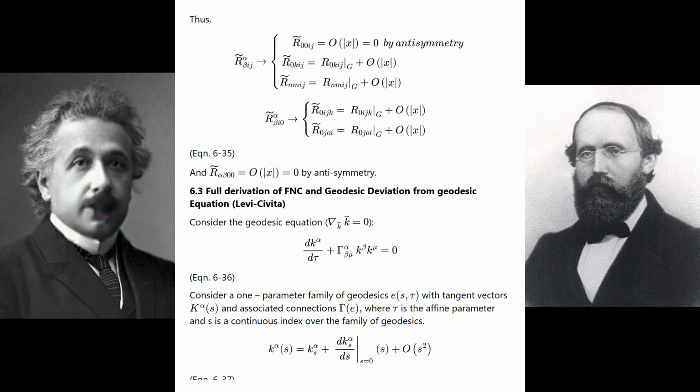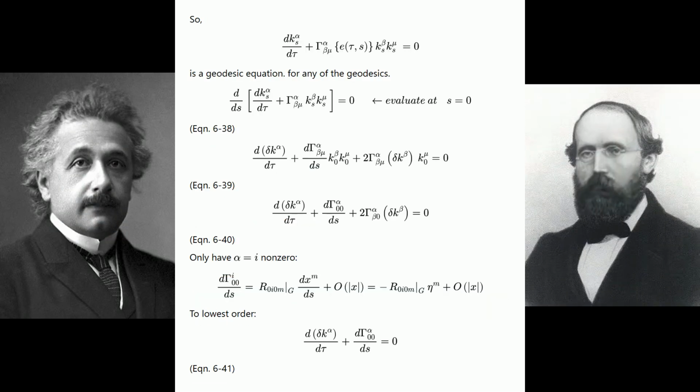6.3 Full derivation of FNC and geodesic deviation from geodesic equation, Levi-Civita. Consider the geodesic equation. Gradient sub k k equals 0, equation 6-36. Consider a 1-parameter family of geodesics E of s comma tau with tangent vectors k to the alpha of s and associated connections gamma of E, where tau is the affine parameter and s is a continuous index over the family of geodesics. Equation 6-37. So, see the next equation shown. Is a geodesic equation. For any of the geodesics.